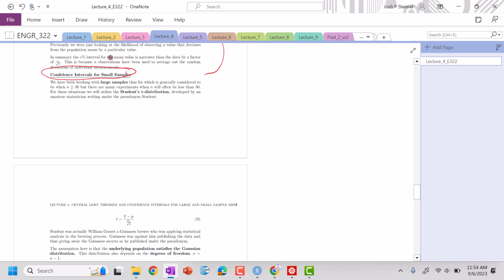What do we do when we have small sample sizes? We've been saying large sample size, large sample size, large sample size, but there are lots of times when we're going to have samples that are less than 30. So when you do, you're going to utilize essentially a student's t-distribution.